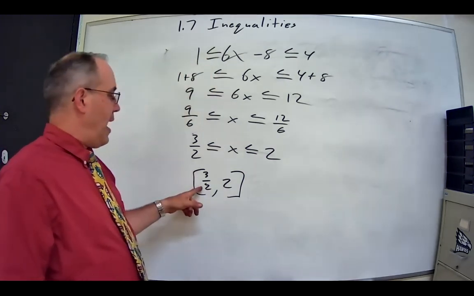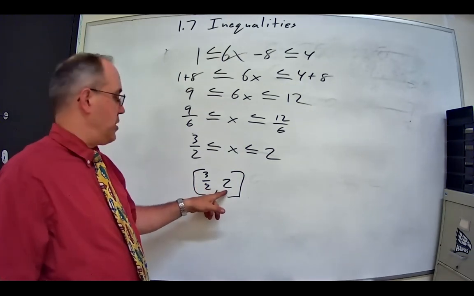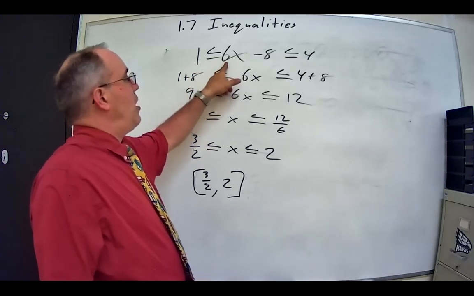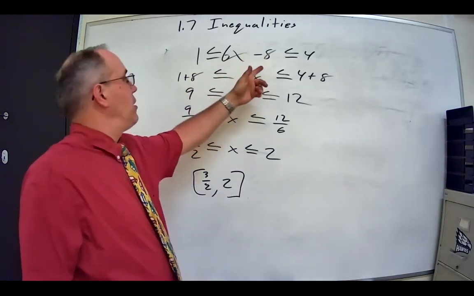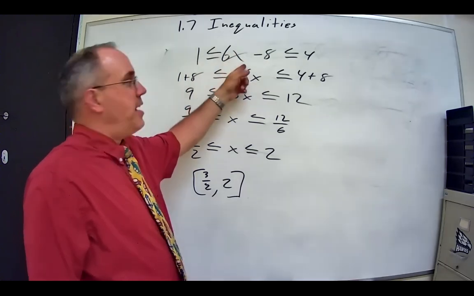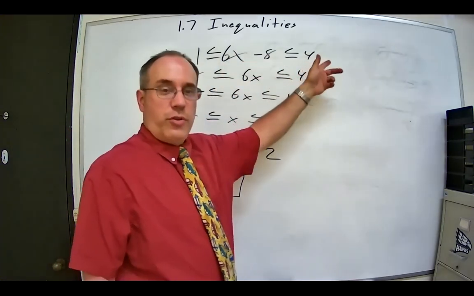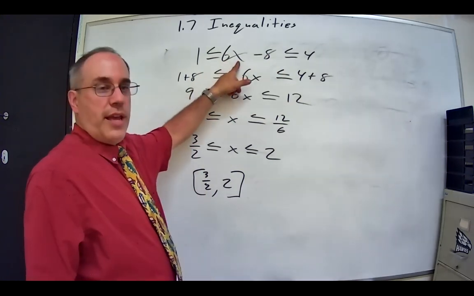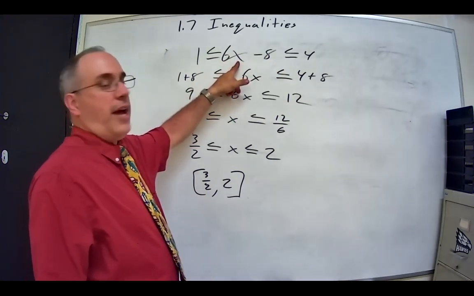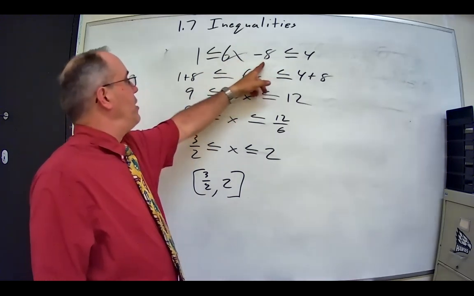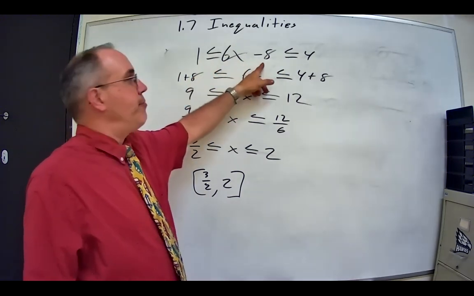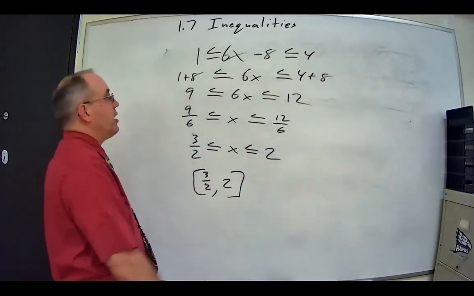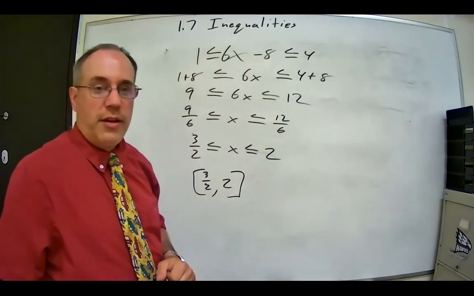So 3/2 is 1.5. 2 is 2, obviously. So let's start with 2 and see what happens. 2 times 6 is 12. Minus 8 is 4. 1 is less than or equal to 4. Yes, that's correct. 4 is less than or equal to 4. Yeah, 4 is equal to 4. So we're good. Now 3/2. 6 times 3/2 is 18/2, or 9. 9 minus 8 is 1. 1 is less than or equal to 1. Yep. 1 is less than or equal to 4. Yes. So we're good, and anything in between there will also be correct.